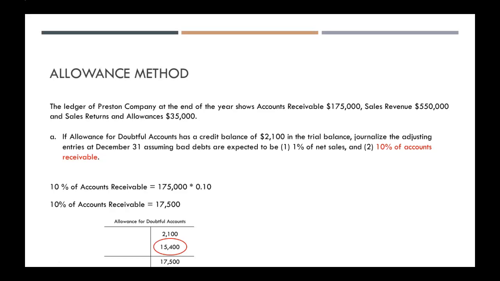So now we have everything that we need to journalize our adjusting entry. The framework of the entry is exactly the same. You debit your bad debt expense and you credit your allowance for doubtful accounts. For how much? $15,400. The amount that you had to adjust your allowance for doubtful accounts for to go from that beginning balance to the ending balance that you calculated.